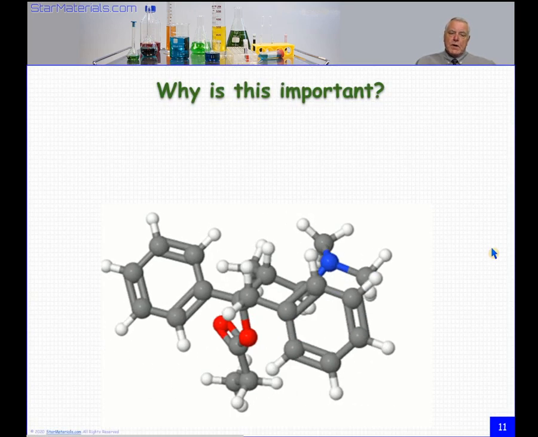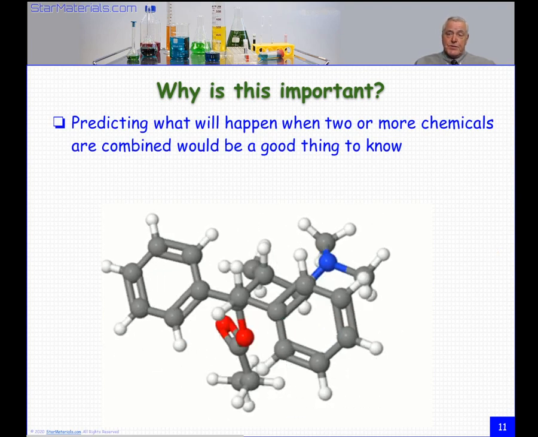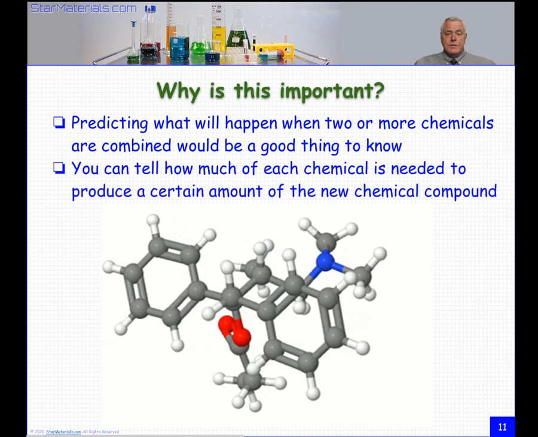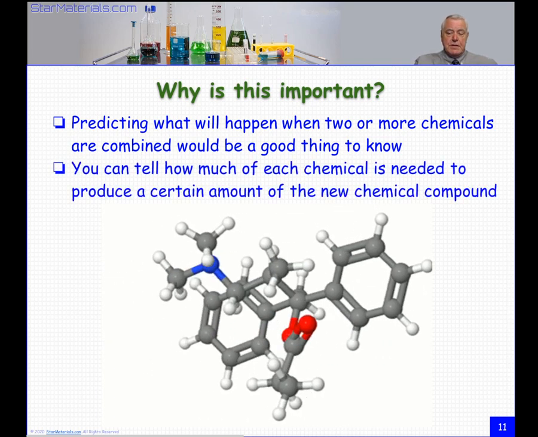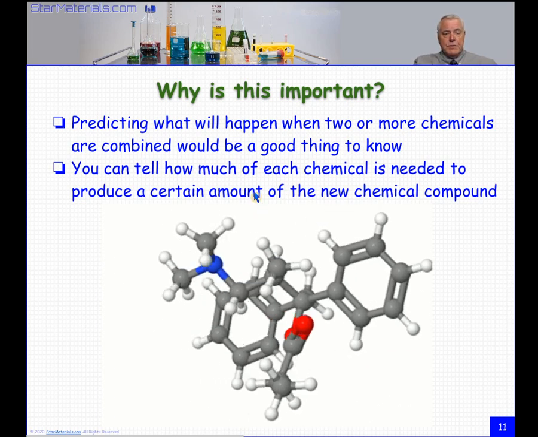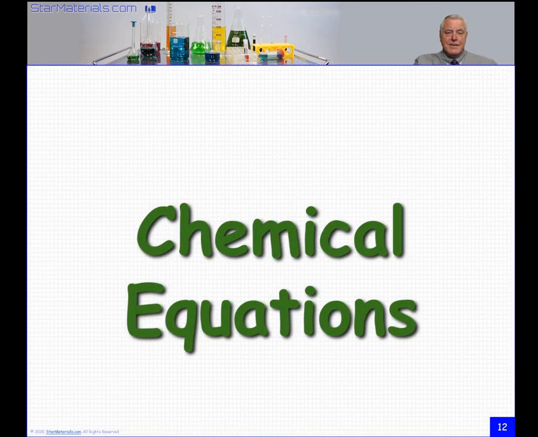So why is this important? Predicting what will happen when 2 or more chemicals are combined would be a good thing to know. You can tell how much of each chemical is needed to produce a certain amount of the new chemical compound. Here's your lesson on chemical equations.